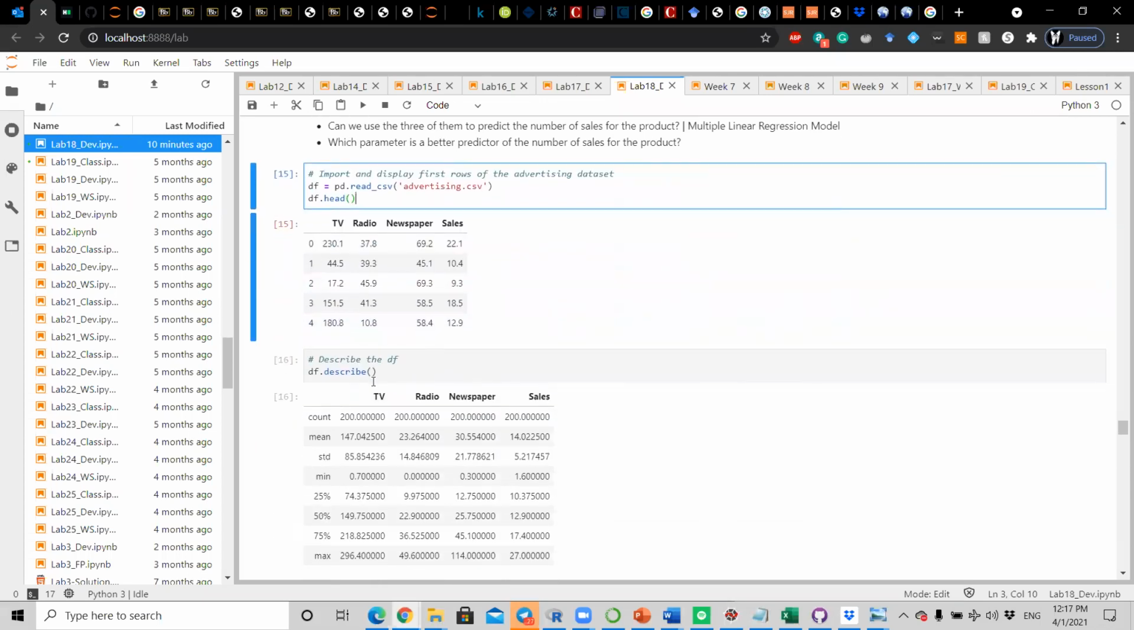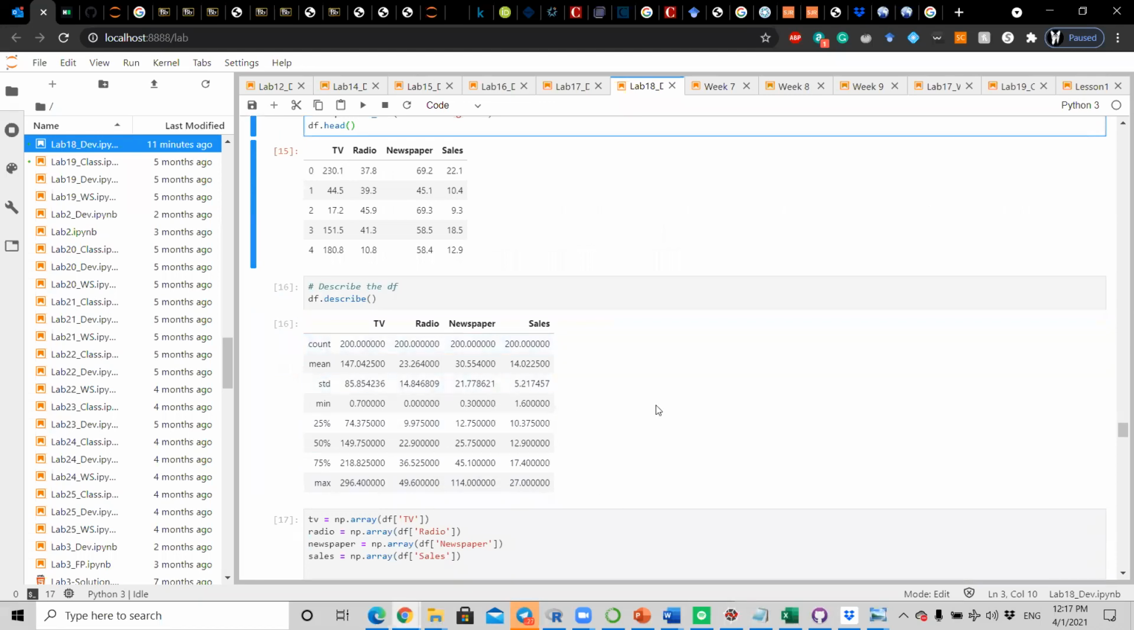Now, we are going to use the describe function on this data set. I want someone to volunteer and explain what is happening here.